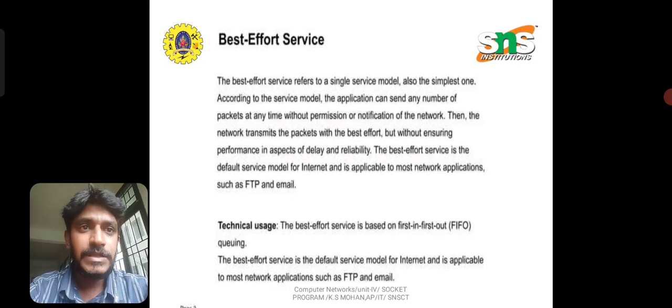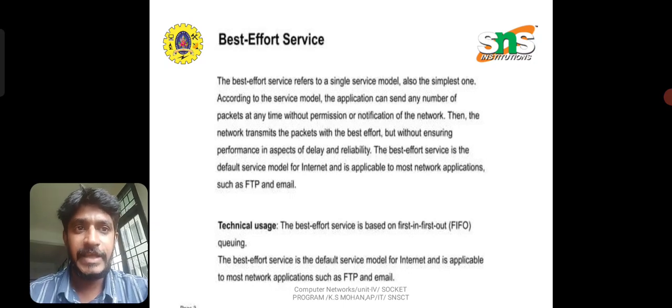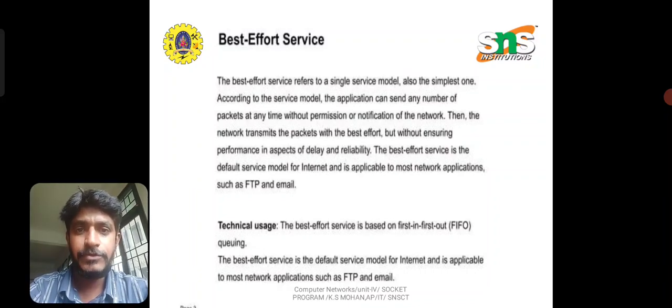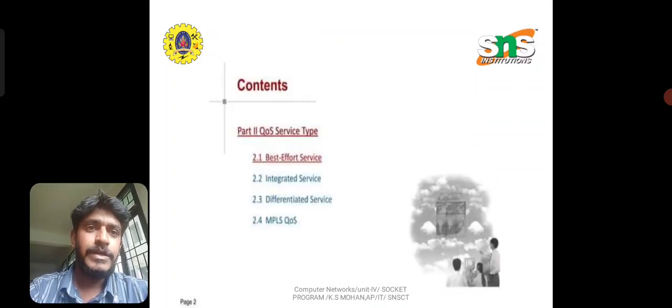Best effort service is the single service model, also the simplest one. According to this service model, a packet can be sent at any time without ensuring performance in the aspects of delay and reliability. Best effort service is the default service model for the internet, and it is applicable to most network applications such as FTP and email. Technically, best effort service is based on first-in first-out queuing.